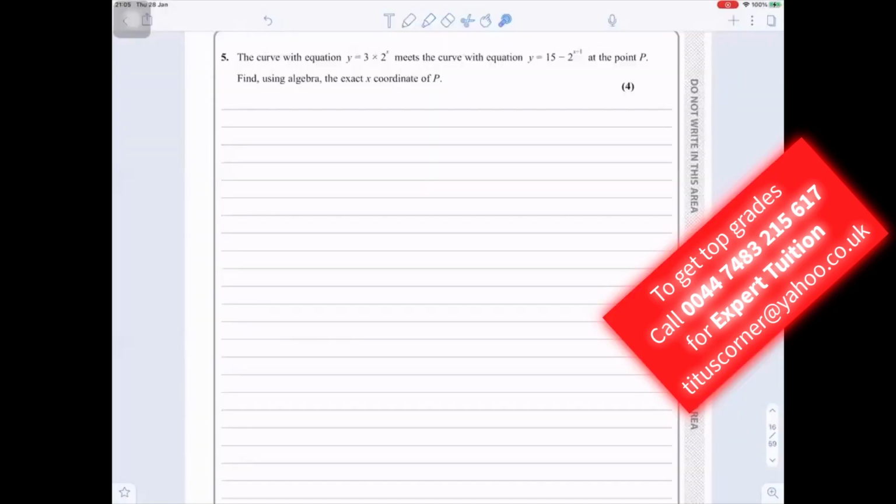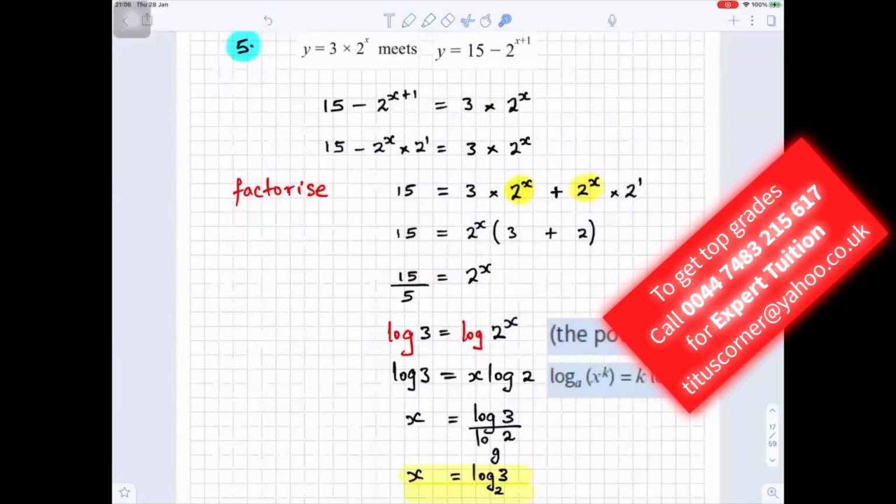Question number 5. The curve with equation y equals 3 times 2 to the power x meets the curve with equation y equals 15 minus 2 to the power x plus 1 at the point P. Find, using algebra, the exact x coordinate of P. So what we want to do is y equals 3 times 2 to the x meets y equals 15 minus 2 to the power x plus 1. So that means they are equal. That means y equals y, and this expression equals that expression. So 15 minus 2 to the power x plus 1 equals 3 times 2 to the power x.